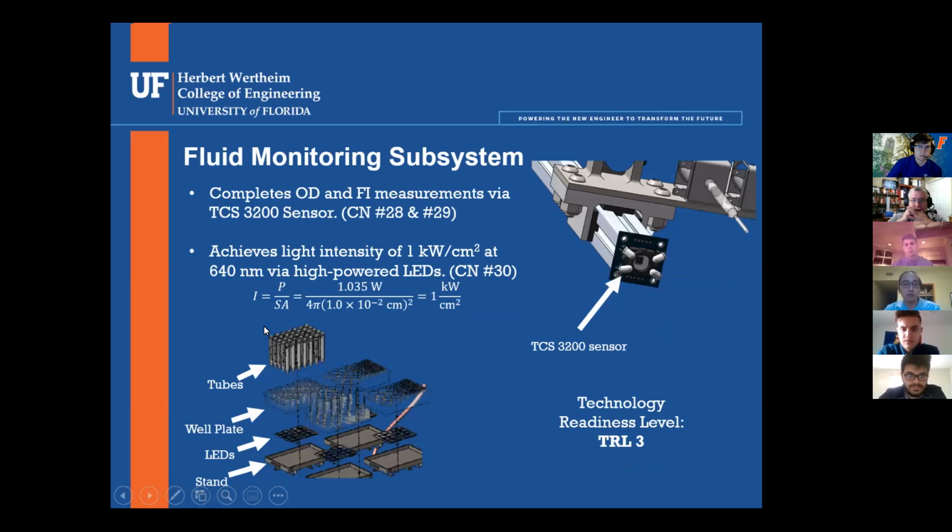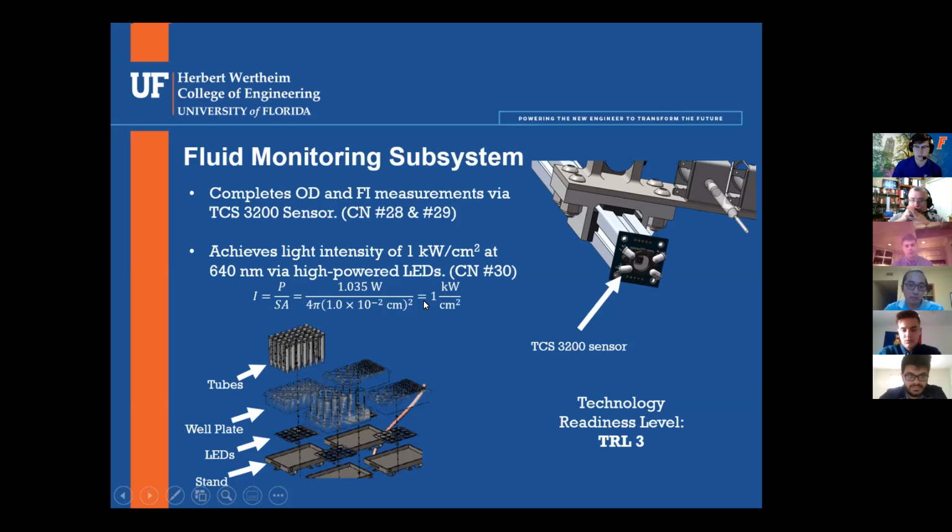For the fluid monitoring subsystem, we met customer needs number 20 and number 29, which described being able to measure OD and FI. We completed this using a TCS 3200 sensor, which uses filters to measure fluorescent intensity, and it can measure wavelength and light intensity. And for our system, the light intensity that was needed was achieved via high-powered LEDs.